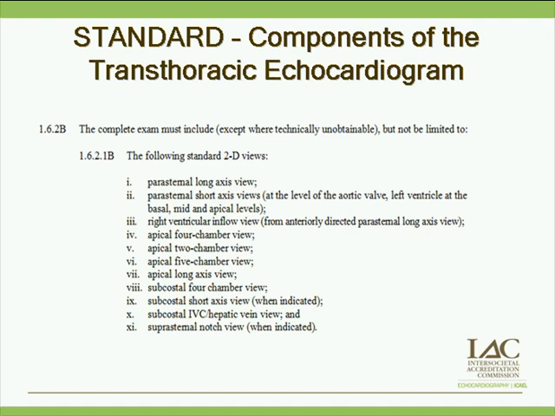Apical 4-chamber view, apical 2-chamber view, 5-chamber view, apical long axis view, and your subcostal 4-chamber view. Subcostal short axis view when indicated, subcostal IVC hepatic vein view, and suprasternal notch view when indicated, and we just talked about that. That is indicated for AS cases, and that's your 2D view.